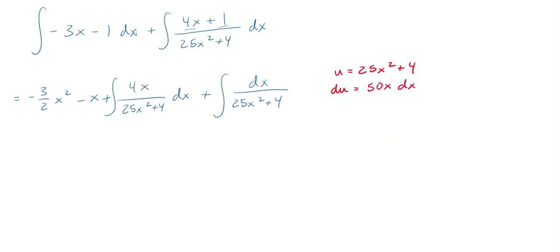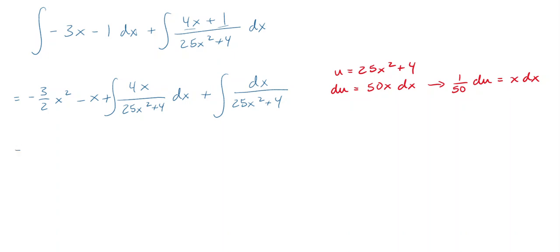Looking at my integral, well, I have an x in the numerator, so that's great. I don't have a 50, though. So I'm going to actually divide the 50 over to the left side here. So 1/50th du is going to be equal to x dx. So the x dx gets swapped out for 1/50 du in this example.